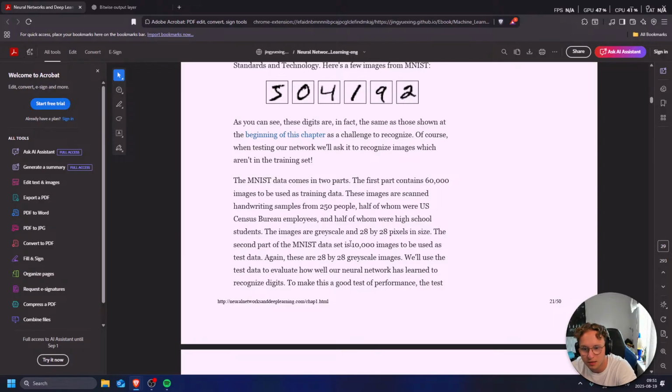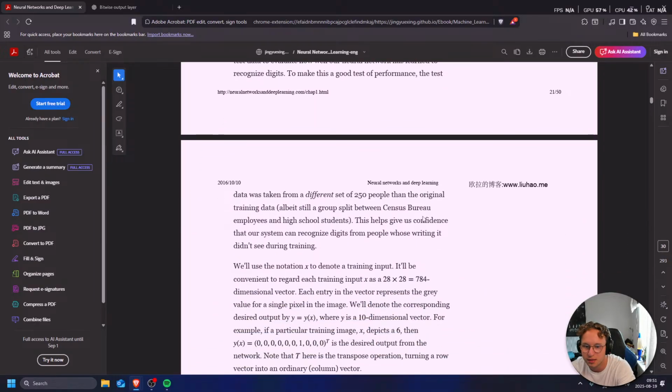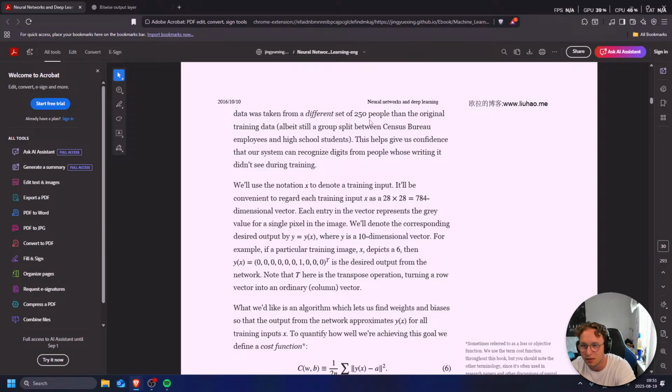The second part of the MNIST dataset is 10,000 images to be used as test data. Again, these are 28 by 28 grayscale images. We would use the test data to evaluate how well our neural network has learned to recognize digits. To make this a good test of performance, the test data was taken from a different set of 250 people than the original training data, still split between Census Bureau employees and high school students. This gives us confidence that our system can recognize digits from people whose writing it didn't see during training.